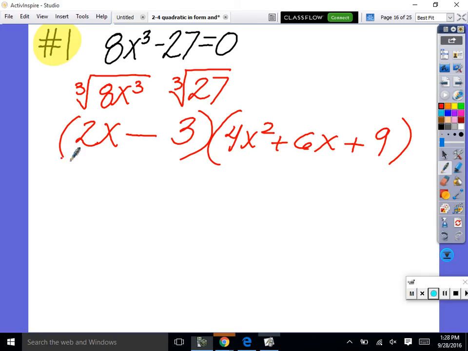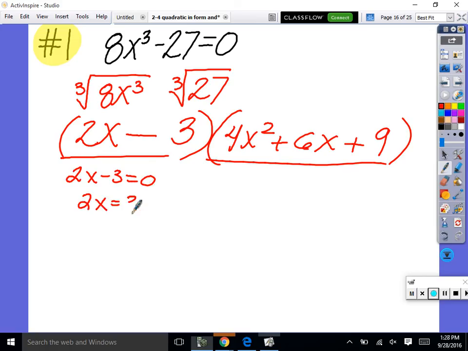Now we have a linear and a quadratic. We know how to solve those. So we have 2x minus 3 equals 0. We'll add 3. So we have 2x equals 3, divide by 2. So x is equal to 3/2. There's one of our solutions. This one's going to be imaginary. You're going to have to use the quadratic formula. So let's go for it.